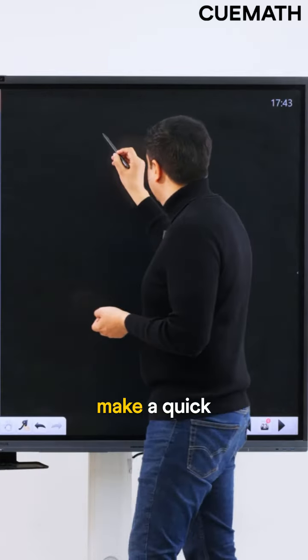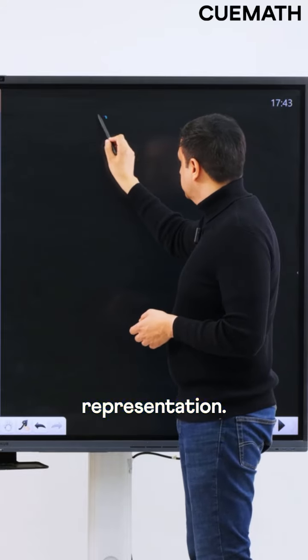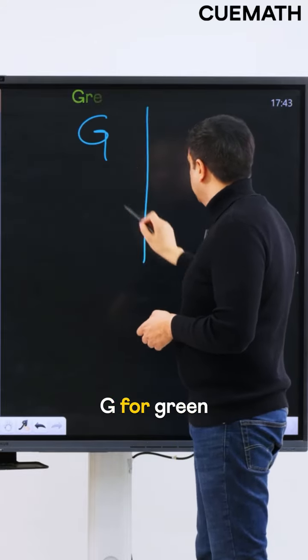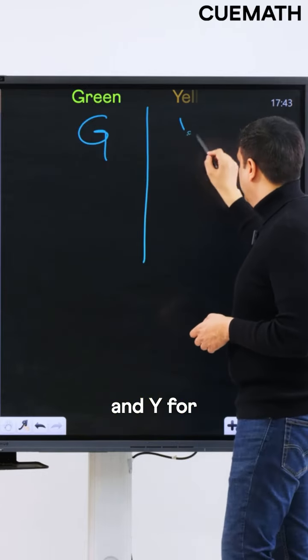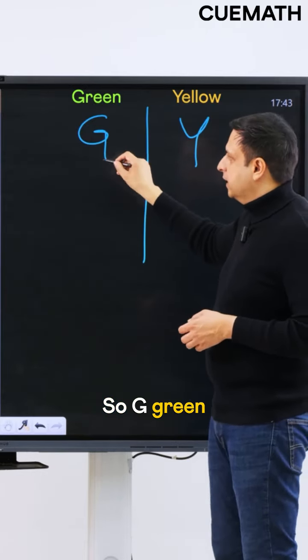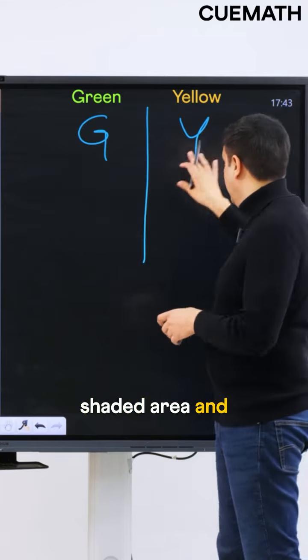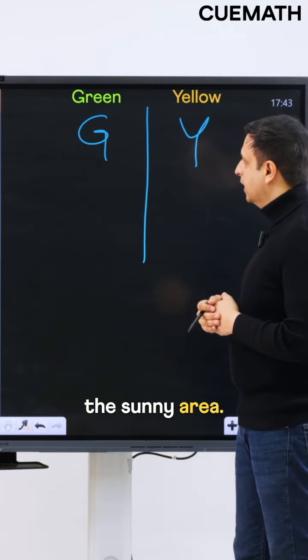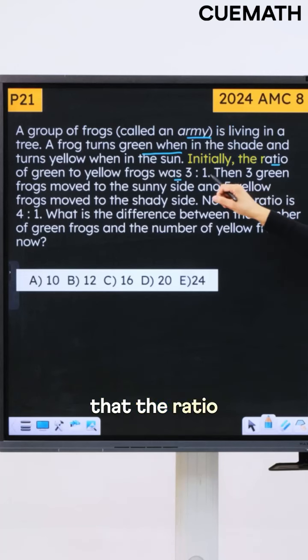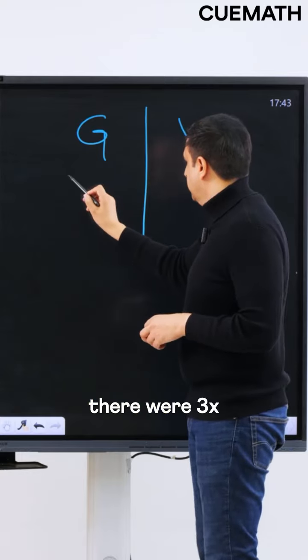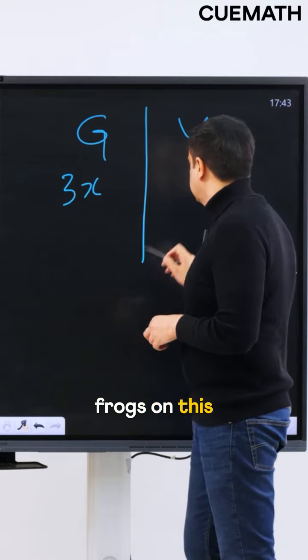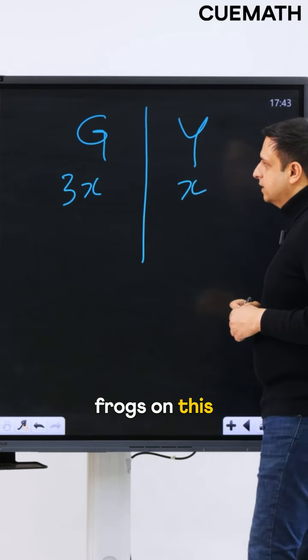So let's just make a quick visual representation. Let's say G for green and Y for yellow. So G, green frogs in the shaded area and yellow frogs in the sunny area. What we are told is that the ratio of green to yellow frogs initially was 3:1. So let's say there were 3x frogs on this side and x frogs on this side.